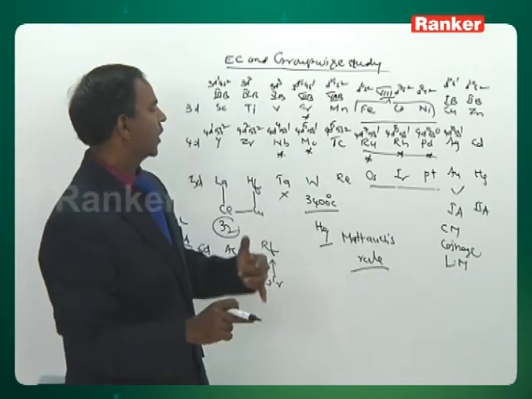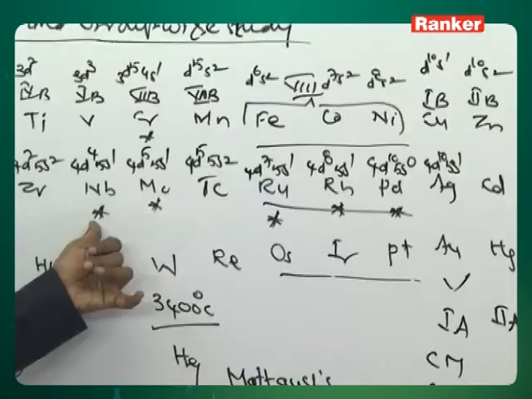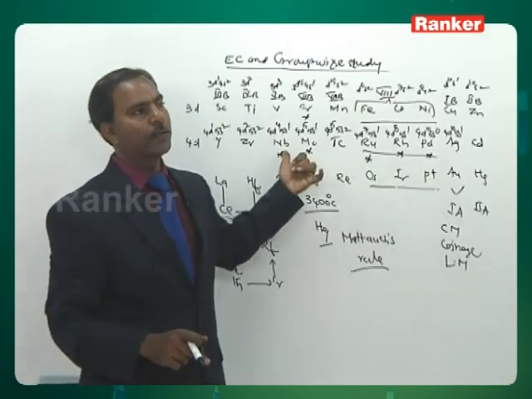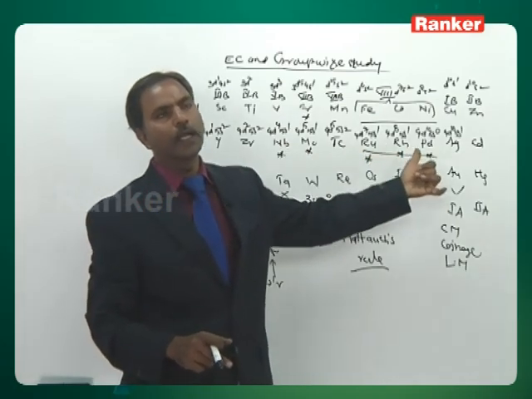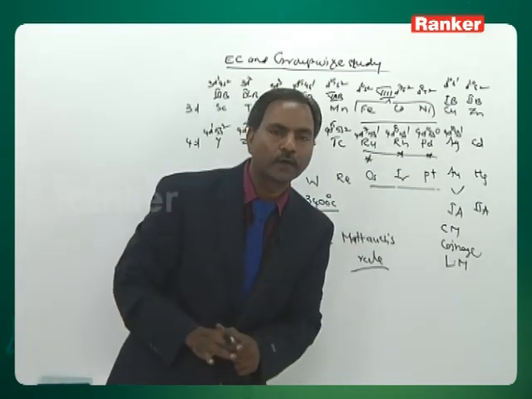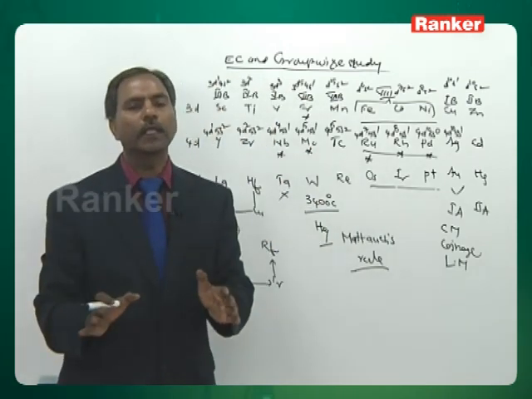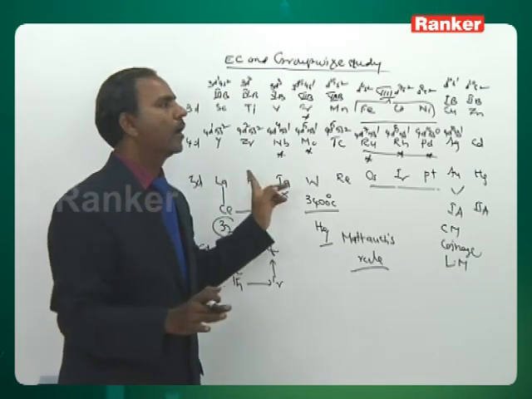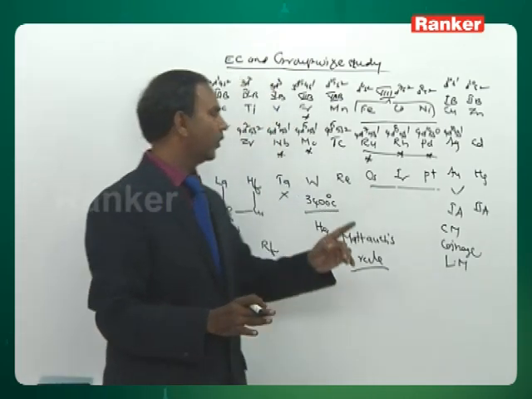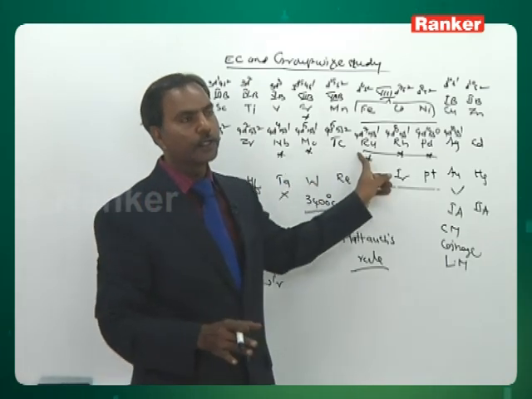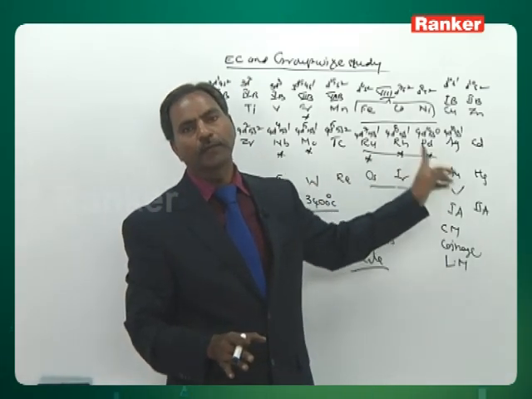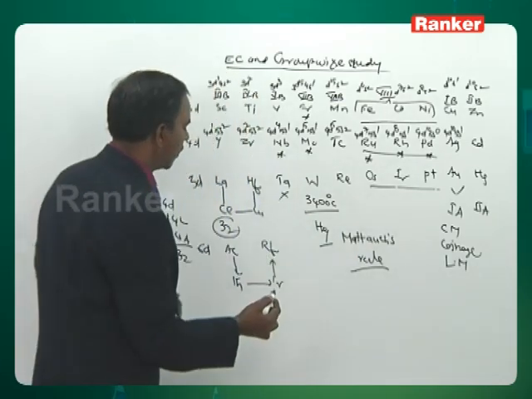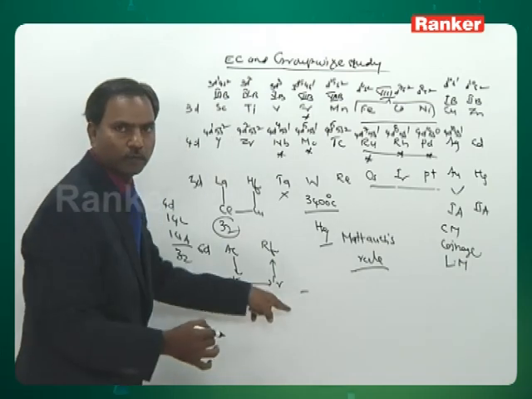But see, the remaining ones, niobium, ruthenium, rhodium and palladium, they are having what? Abnormal electronic configuration. Still they are not gaining any half-filled orbitals or full-filled orbitals. Therefore, these abnormal electronic configurations of niobium, ruthenium, rhodium, palladium we can explain based on the following factors.